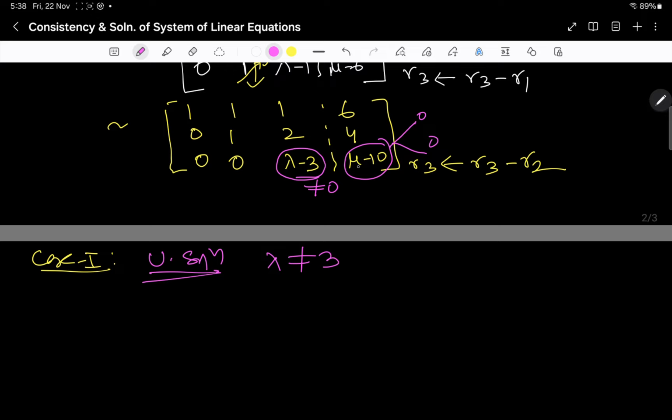But what happens to mu? Mu may be 10, may not be 10, that doesn't matter. Mu is arbitrary. Is it not? Now what will happen under case 2?